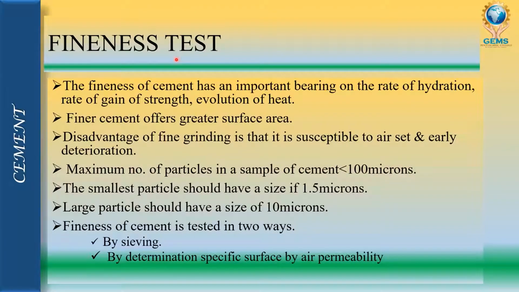Fineness test. Fineness test is all about checking the fineness of cement. That means checking the size of particles in the cement bag, that is fineness. And it is done by two methods, that is by sieving and by determination of specific surface by air permeability method. Let us talk about fineness of cement.